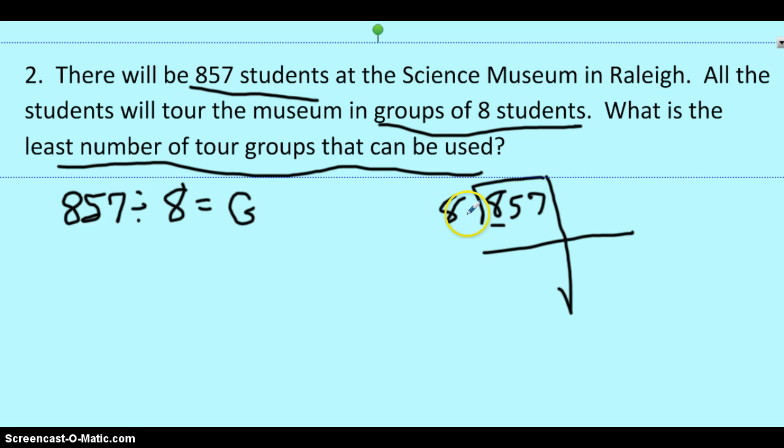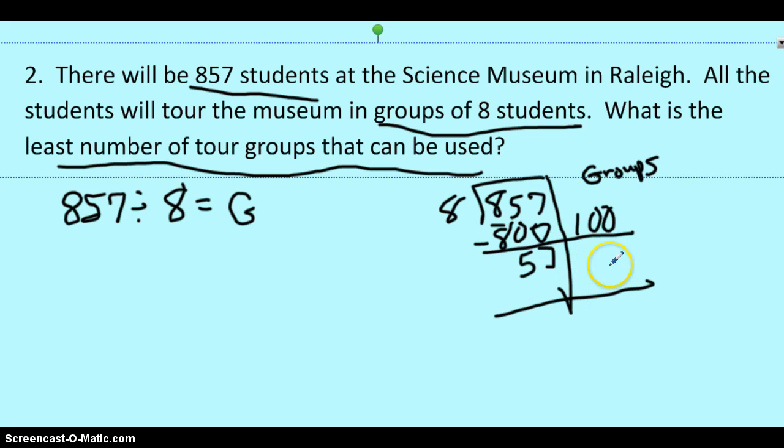I'm looking right here. I have 800, so 8 100s. I can use 100 here because 100 groups of 8 will use up 800 students just like that. So 100 groups, and again we'll put groups up here. That's what we're counting. Groups of 8. So how many students are still left to put in groups? Now I need to use my multiplication. The largest multiplication fact that I can use and not go over 57 is 7 groups of 8. So 7 groups of 8 would use up 56.